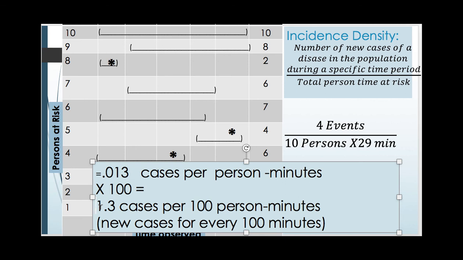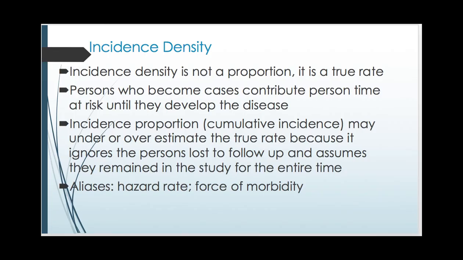Our incidence density is a rate. It is not a proportion. Our proportion is our cumulative incidence. So it gives us an idea of how fast this is occurring in our population instead of the proportion of the population that is likely to develop the disease. Some other aliases for incidence density are hazard rates or force of mortality. A person who becomes sick as a case contributes person time to our data set only until the point in time in which they become sick.